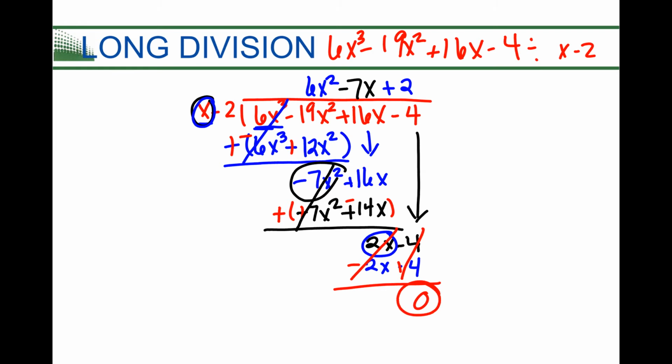Now I'm done. Okay? So my final answer would be, how do I divide 6x cubed minus 19x squared plus 16x minus 4 by x minus 2? Final answer, 6x squared minus 7x plus 2. So I could say that this is equal to 6x squared minus 7x plus 2.